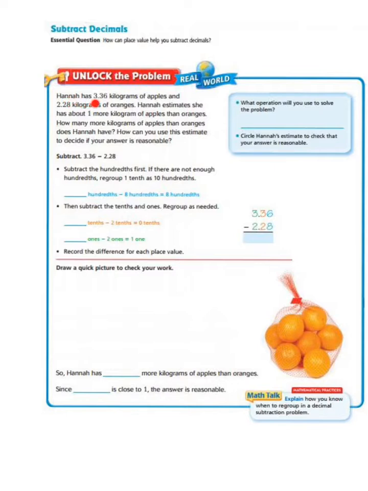Hannah has 3.36 kilograms of apples and 2.28 kilograms of oranges. Hannah estimates she has about 1 more kilogram of apples than oranges. How many more kilograms of apples than oranges does Hannah have? How can you use this estimate to decide if your answer is reasonable? Well, what operation will you use to solve the problem?